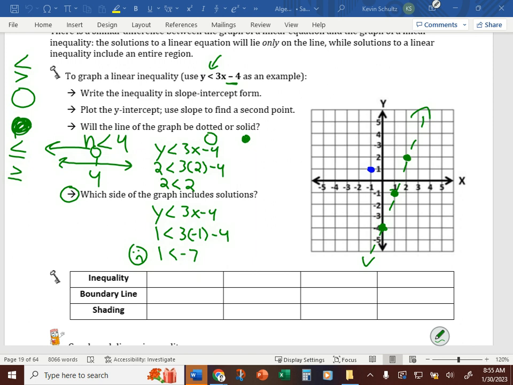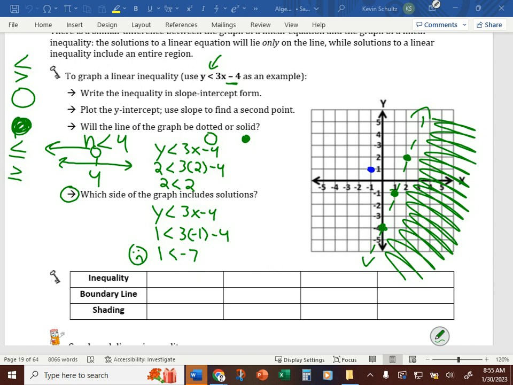Thankfully not. There are two sides to this inequality, right? All the ordered pairs on one side will not work. All the ordered pairs on the other side will work. So if the ordered pair that you test doesn't work, you know that none of the ordered pairs on that side of the inequality are going to make it true, which means that all of our solutions are over here.